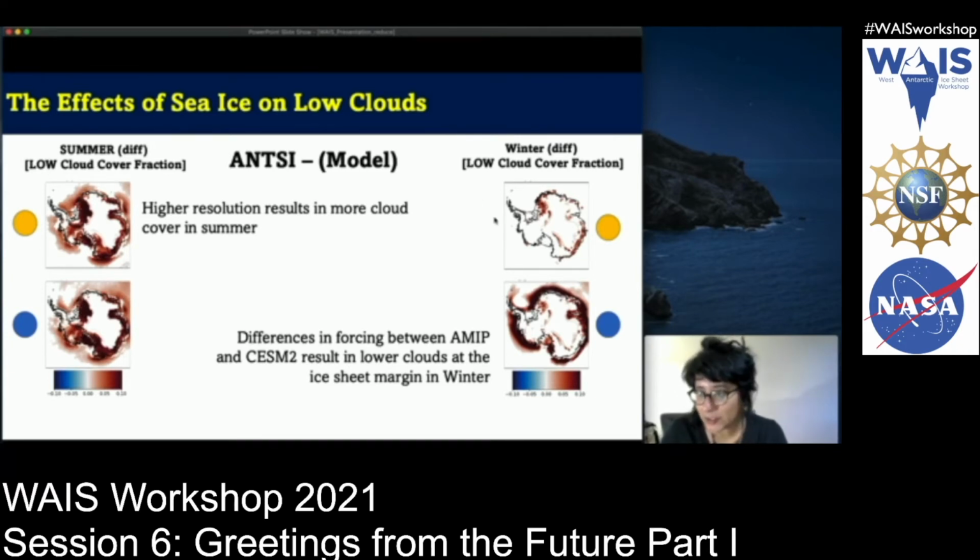Now if we look at the winter, however, we can see enhanced low cloud cover around the margins where you have enhanced topography in both models, but you can also see this enhanced low cloud cover around the ice sheet margins. This has been discussed in the AMIP simulations as well. But that can have a cumulative effect when you combine both a higher resolution and enhanced low cloud cover.